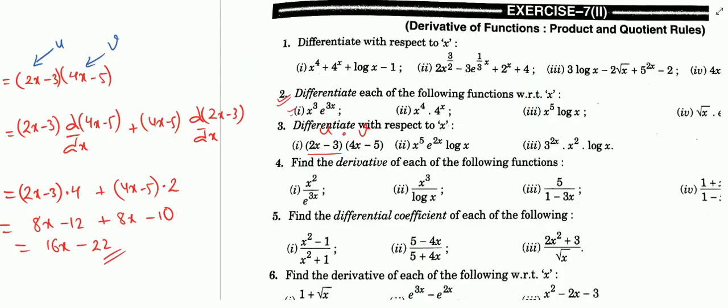So I have done these two for you, number 1 and number 2. This will be your homework.